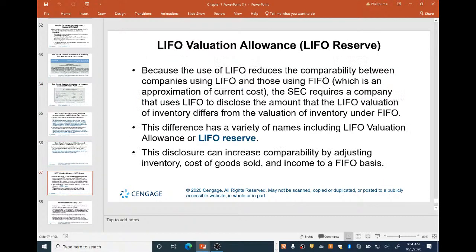Okay, so let's talk about the LIFO valuation allowance, or the LIFO reserve. Because the use of LIFO reduces the comparability between companies using LIFO and those using FIFO, which is going to be an approximation of the current cost, the SEC requires a company that uses LIFO to disclose the amount of the LIFO valuation. This difference has a variety of names, including LIFO valuation allowance or LIFO reserve. This disclosure can increase comparability by adjusting inventory, cost of goods sold, and income to a FIFO basis.